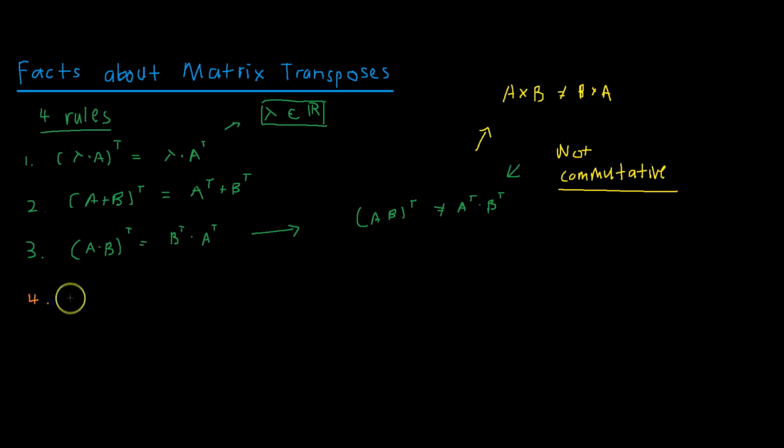Now the fourth rule, although basic, is very important. This basically relates to when we take the transpose of a matrix that's already been transposed, it's equivalent to the beginning matrix. So the transposes basically just cancel out.